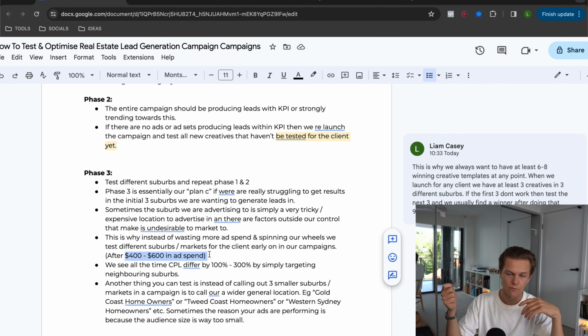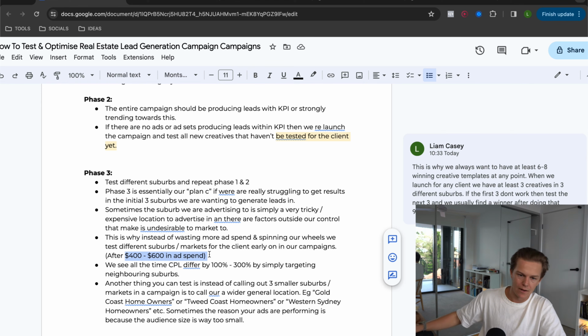And that's something that you should genuinely draw a line on. Like, if I was a real estate professional, I would not tolerate that at all, because it doesn't do anyone any favors, you not being able to advertise and have freedom around that. Cool. So we see all the time cost per lead differ by 100 to 300% by simply targeting neighboring suburbs. I just showed an example of that.